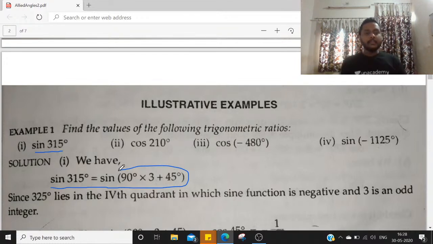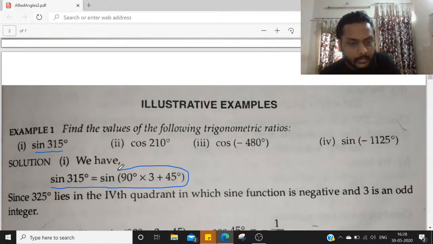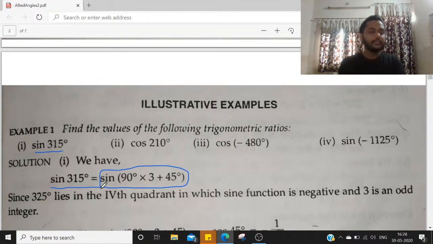Are we clear with this? Sine of 315 degree is nothing but sine of 90 times 3 plus 45. Okay, now when I'm having sine of 90 times 3 plus 45, I can say that this is nothing but the fourth quadrant. How many of you are clear with this?